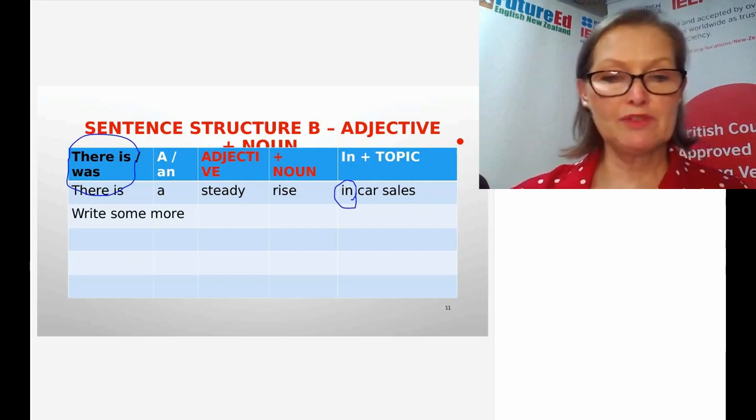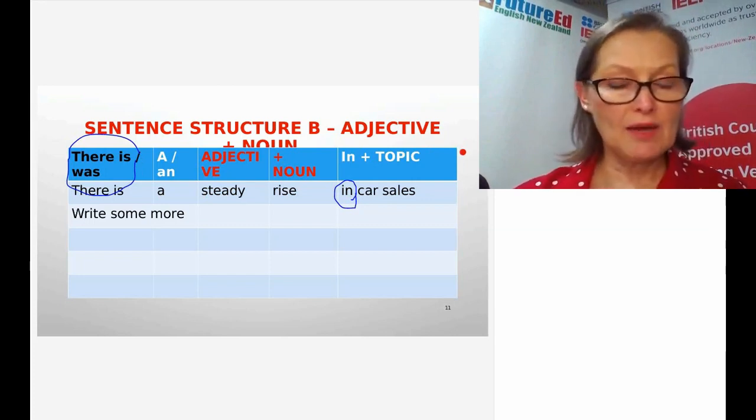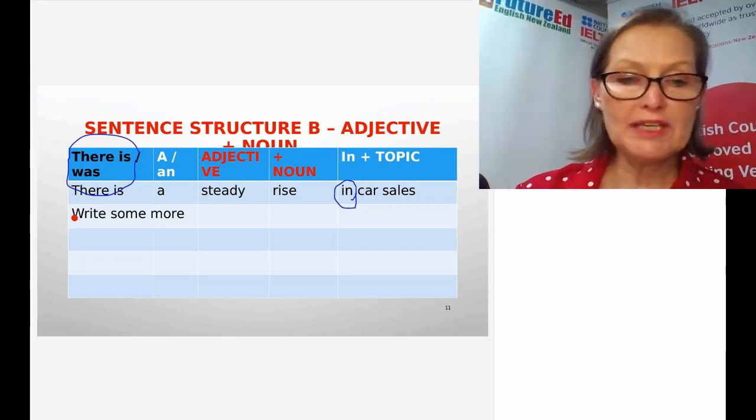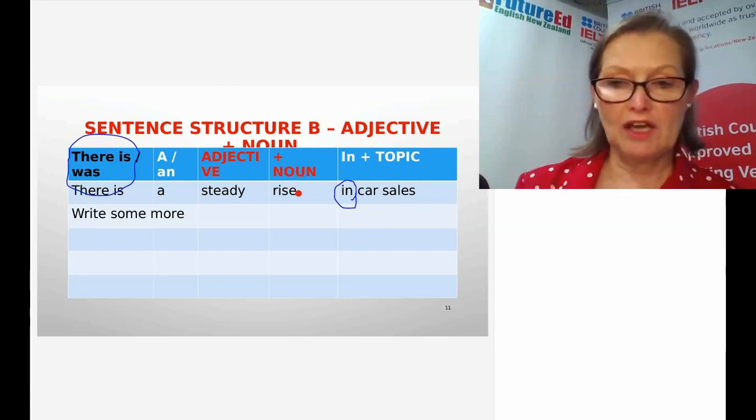So I'm going to give you a few minutes and I want you to take from your notes and write there was sentences using your adjective and noun structure.